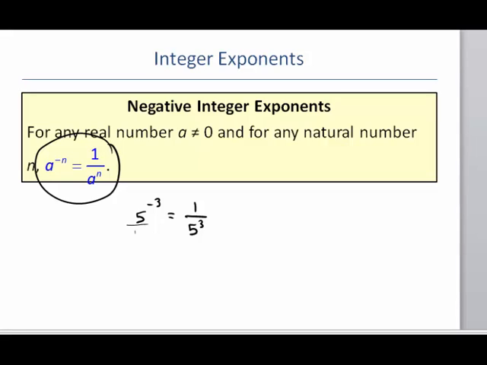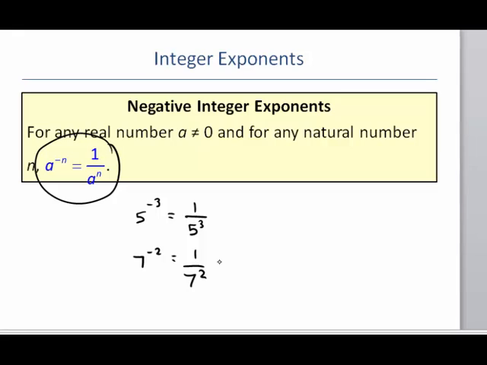So what we're saying here is that 1 over 5 to the third, what we have right here, is the same thing as 5 to the negative third power. All right, so if we had had 7 to the negative 2, think about how we would write that so that it has a positive exponent. We would write it 1 over 7 squared.